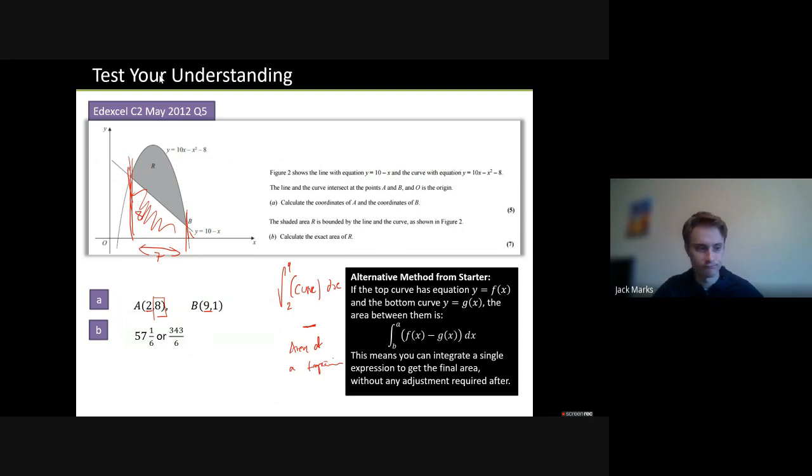Okay, and that takes us to the end of integration for now.